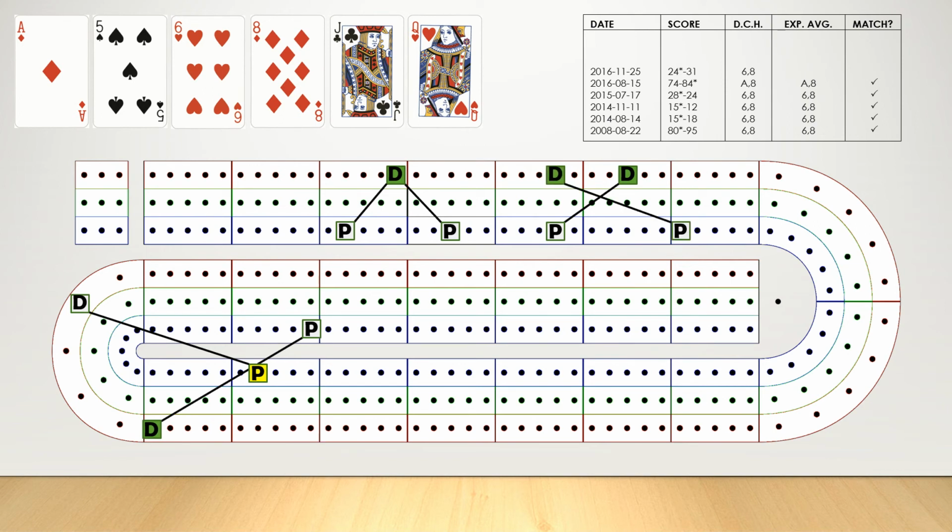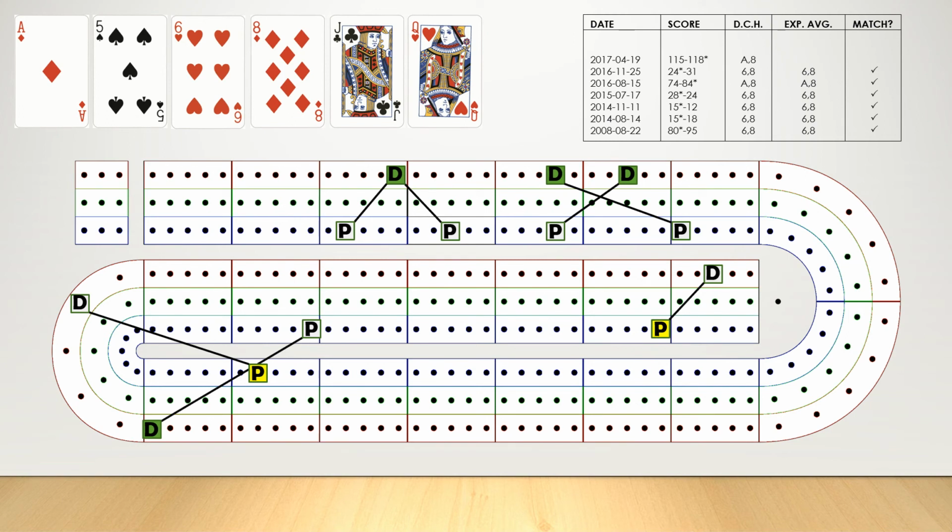Next time, 2016 in November, we're dealer at 24 and the opponent's at 31. The folks on the site voted for 6-8. The expected average value is 6-8. We have another match.